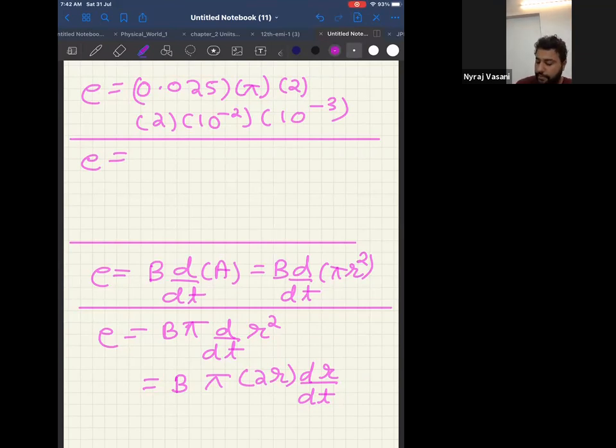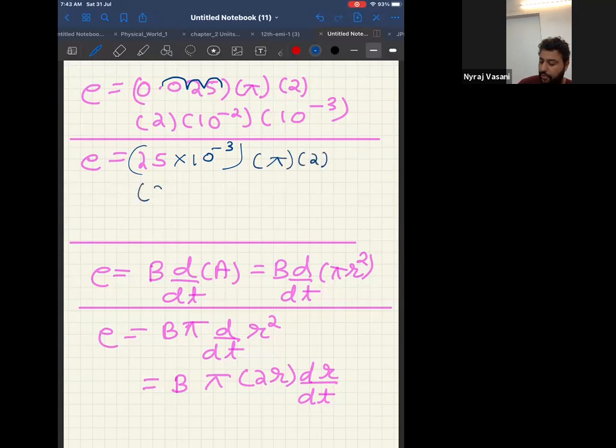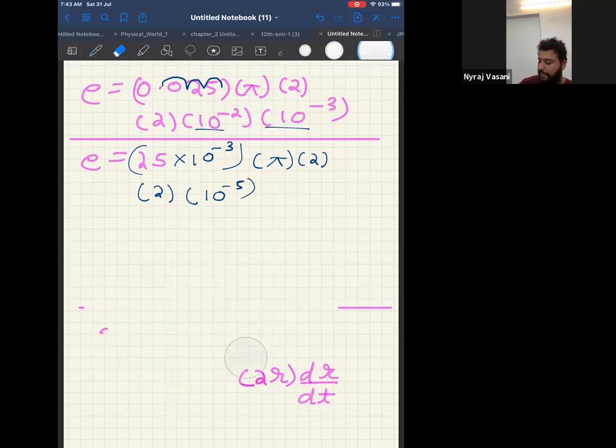Okay. Now, 0.025 can be written as 25 into 10 power minus 3. So 0.025 can be written as 25 into 10 power minus 3 into pi into 2 into 2 into 10 power minus 2, 10 power minus 3, 10 power minus 5. It will become 10 power minus 5.